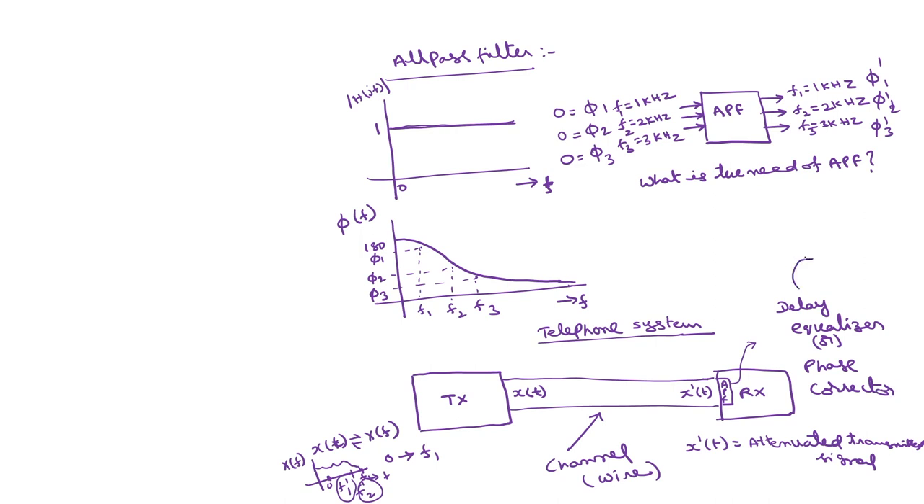This is sometimes used in music systems also, to have sound effects. So we can equalize, there is an equalizer in the sound system also, you can see. Using that, it will equalize the delays, thereby giving different sound effects. So now, the circuit diagram of this all pass filter.